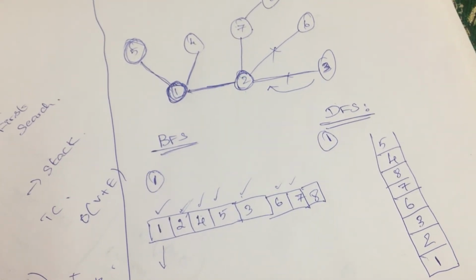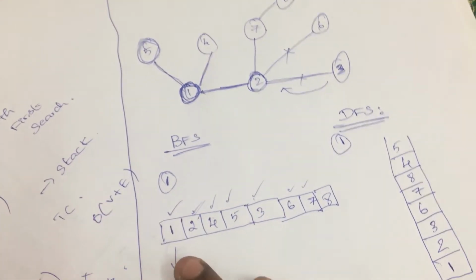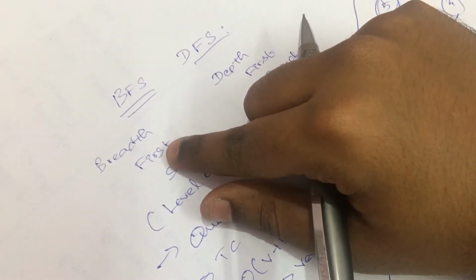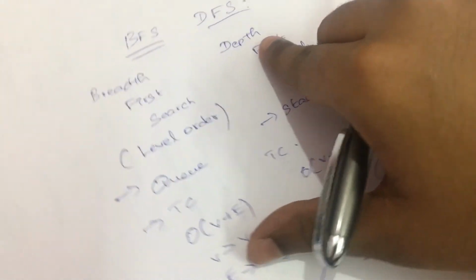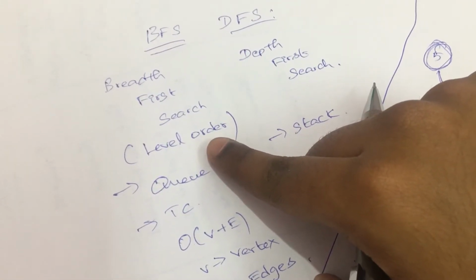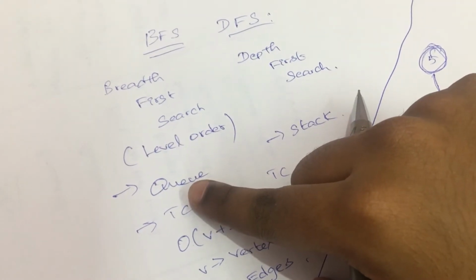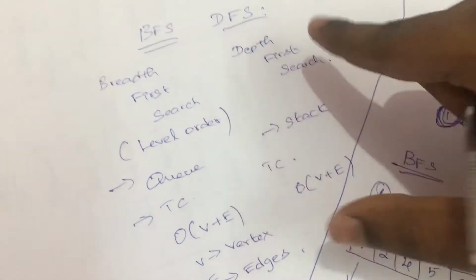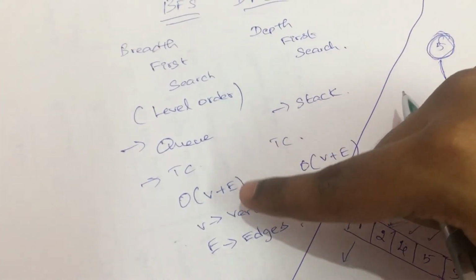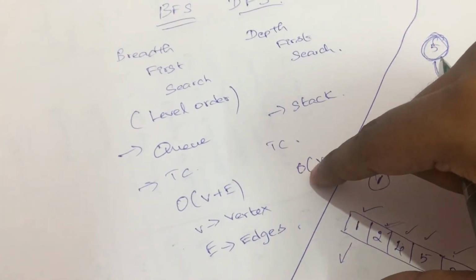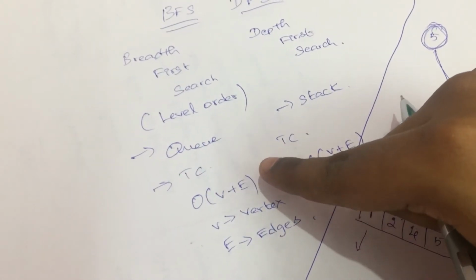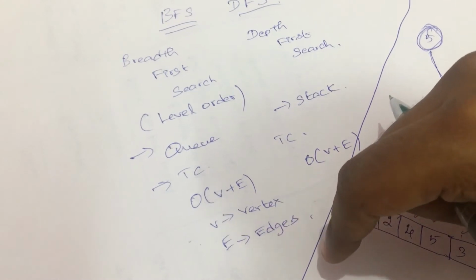So this is how your BFS as well as your DFS technique actually works. Now let's have a small revision about how the BFS and DFS techniques actually work. BFS is considered breadth first search, and DFS is considered depth first search. BFS is also called level order traversal, and it follows the queue algorithm for storage and retrieval purposes, and DFS follows the stack algorithm. The time complexity is almost the same for both BFS and DFS, O of V plus E, where V is the vertices and E is the edges.